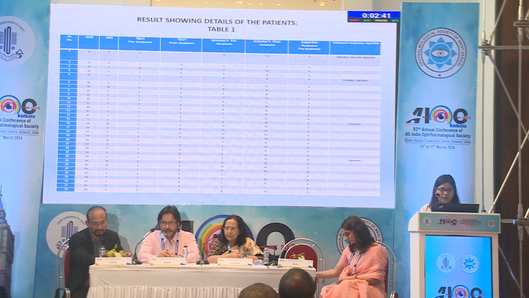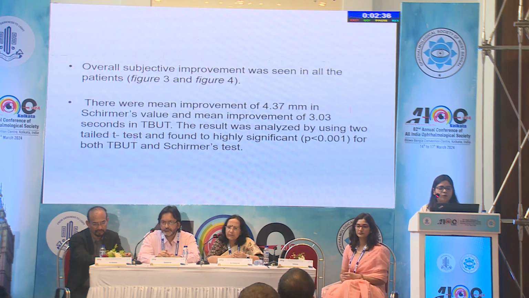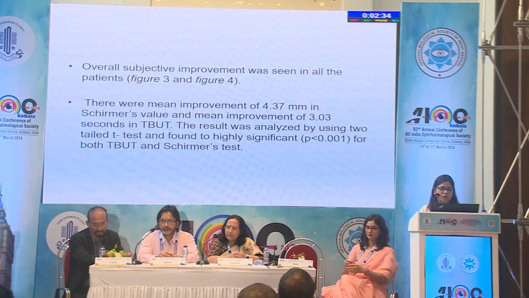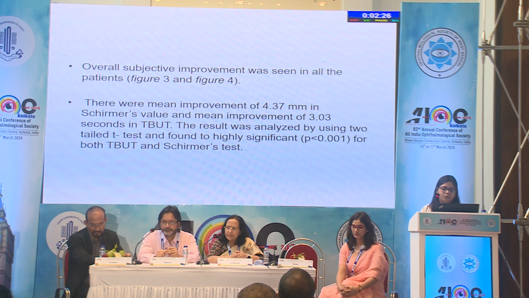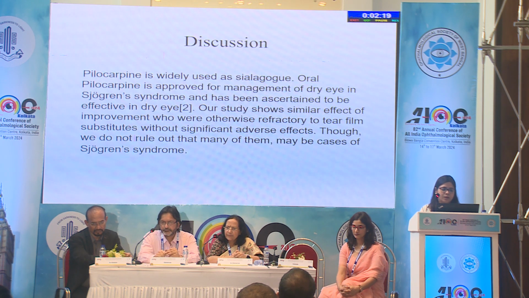Here are the results of the patients who were included in the study. Here's the summary. Overall subjective improvement was seen in all patients. There was a mean improvement of 4.37 mm in the Schirmer value and a mean improvement of 3.03 seconds in T-BUT. The result was analyzed using a two-tailed t-test and found highly significant for both T-BUT and Schirmer test. Pilocarpine is a widely used sialogogue. Oral pilocarpine is approved for management of dry eye in Sjogren's syndrome and has been ascertained to be effective in dry eye.